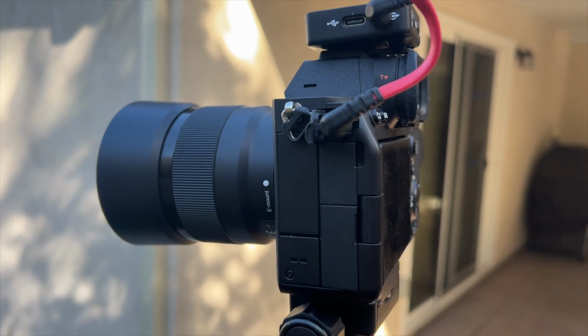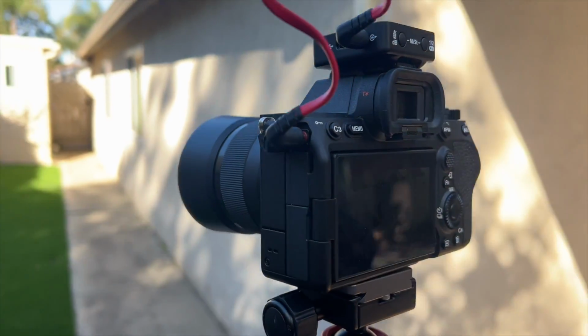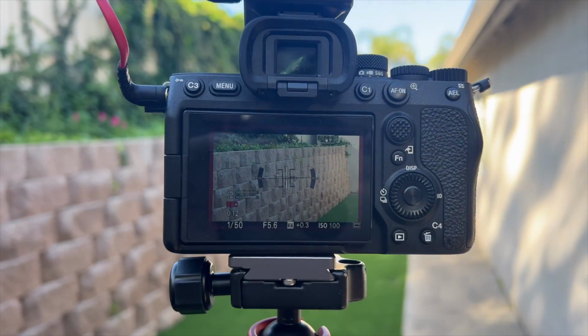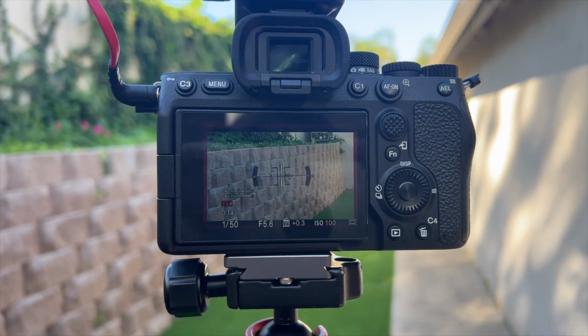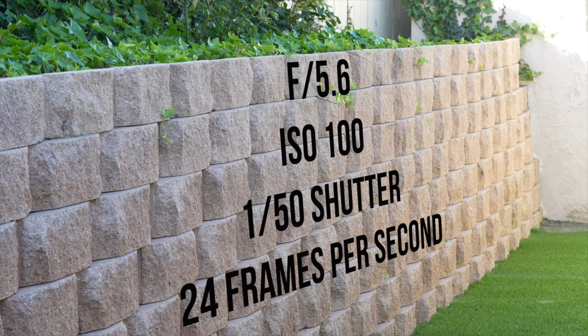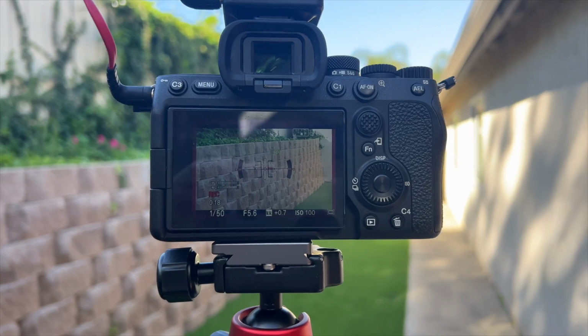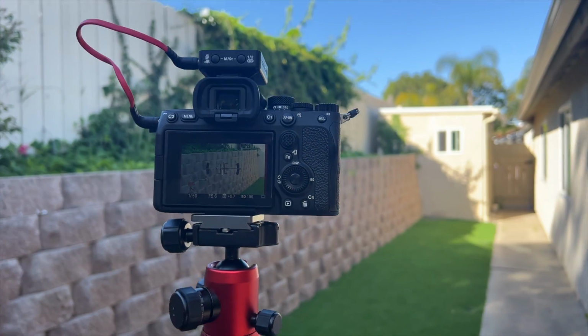One thing to keep in mind with a 1.8 aperture lens when you're filming video is that you can only have your shutter speed so high and your ISO so low. As you can see in this footage right here that I'm filming in my backyard, I have the camera set to f5.6 and the exposure looks pretty good.